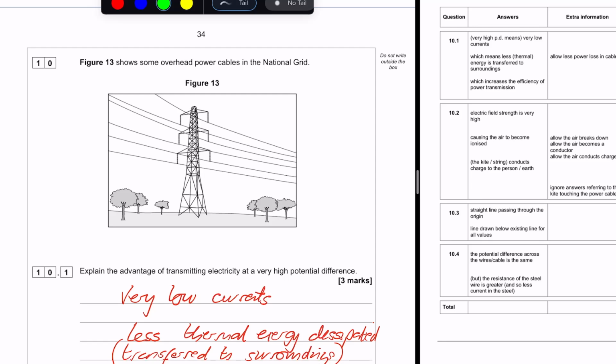This is question 10 from the June 21 paper. Thanks again to Leo for highlighting this one as one to go through. It'll help us to revise quite a lot of stuff actually from the electricity unit. So let's dive in. First of all, we've got some overhead power lines and a national grid.